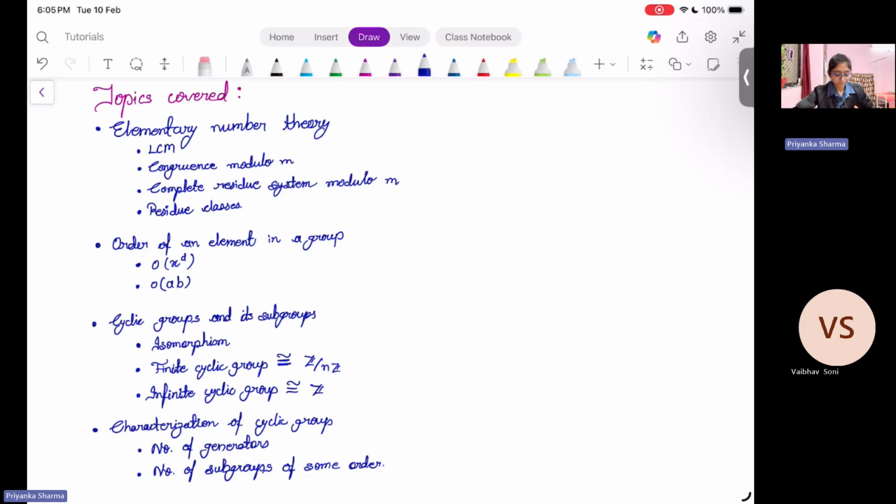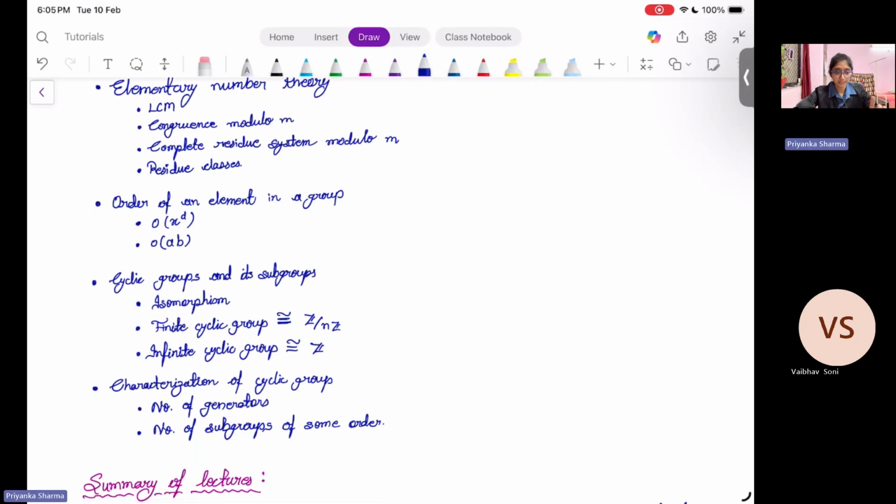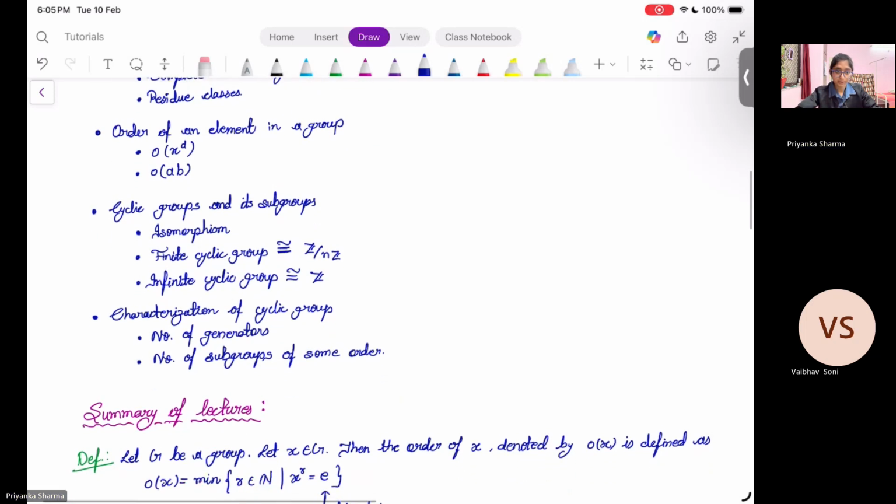Then in the second lecture, you can learn about the order of elements in a given group. And if we know what is the order of x, then how we can define the order of x to the power d for some natural number d, and how to define the order of ab. And then there are some topics like cyclic groups, what are the characterizations of it, and what are the forms of its subgroups.